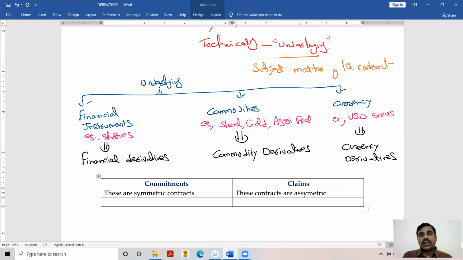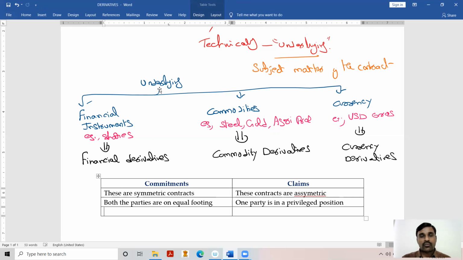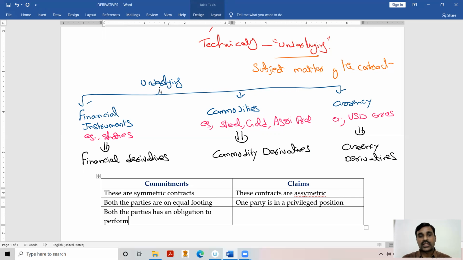In the case of commitments, both parties are on equal footing. In the case of claims, one party is in a privileged or better position. So in commitments, both parties have an obligation to perform.